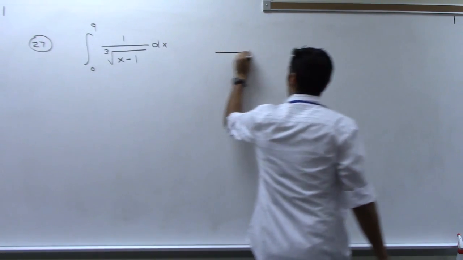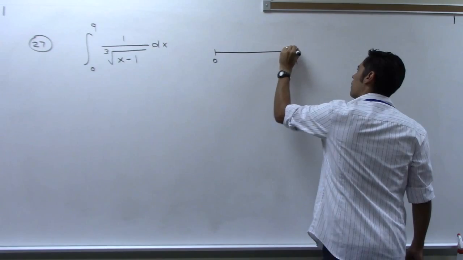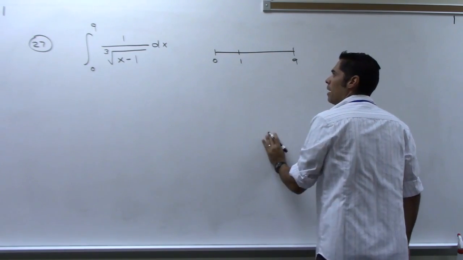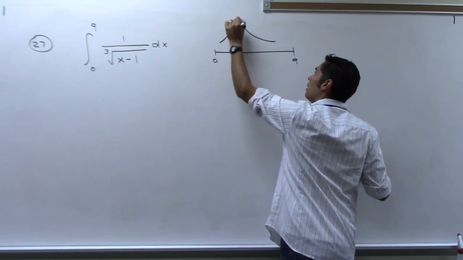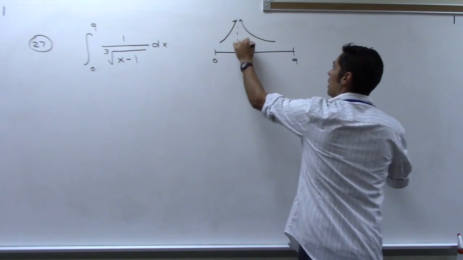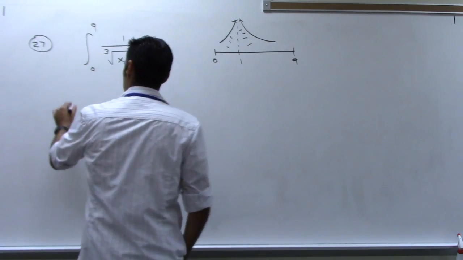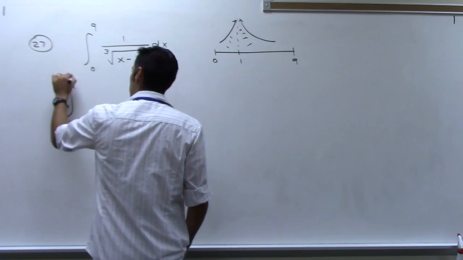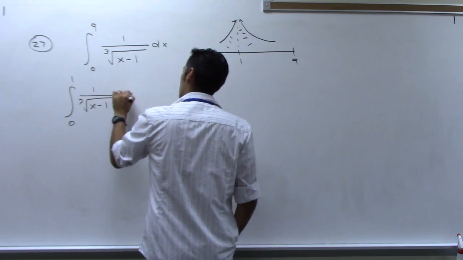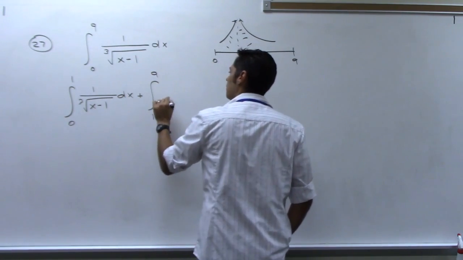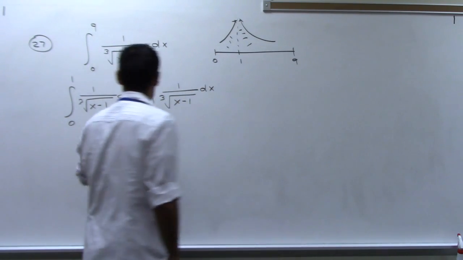So looking at my interval, here's 0, here's 9. The problem I have is right here at 1. I have this discontinuity. So the function's doing something where it's blowing up on one side, blowing up on the other, and I need to figure out if the area in this region is going to be finite or not. So what I'll do is I'll have to first split this integral up into two pieces, 0 to 1, and then 1 to 9. And each of these is going to be a limit.